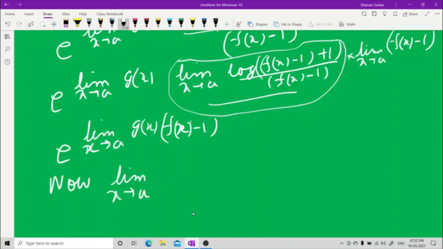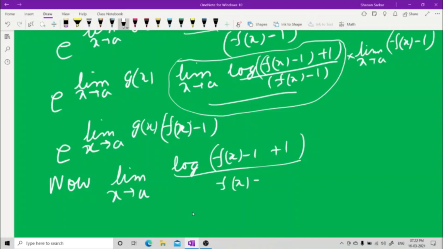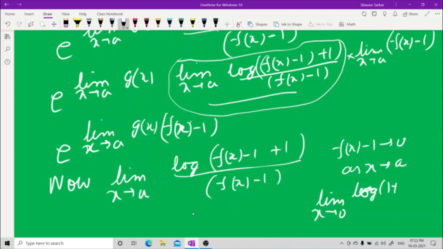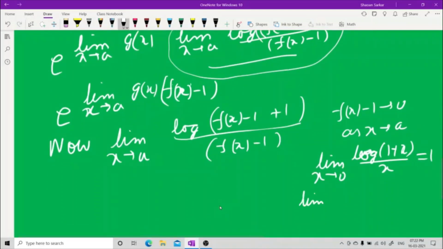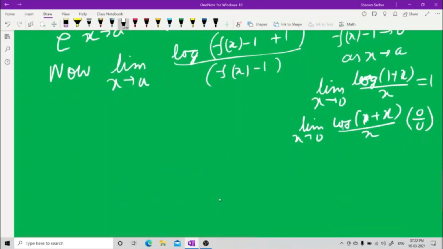Limit x tending to a log fx minus 1 plus 1 whole upon fx minus 1, and fx minus 1 tends to 0 as x tends to a. This is somewhat similar to this one. Remember this one? It looks somewhat like log 1 plus x upon x, and the limit is 1. If you use L'Hopital rule, limit x tending to 0 log 1 plus x upon x is 0 by 0. Now using L'Hopital rule, this will be 1 upon 1 plus x upon 1, take the limit, this will be 1 upon 1 plus 0, that is nothing but 1.